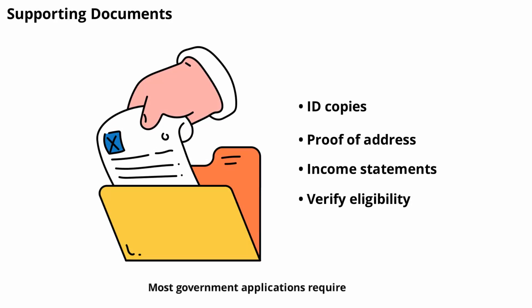Most government applications require you to submit supporting documents. These might include copies of your ID, proof of address, income statements, or other records that verify your eligibility. The purpose of these documents is to provide evidence that the information you provided is accurate and truthful. Failing to include the necessary documents can lead to delays or rejection of your application. Make sure to read the instructions carefully and include all required paperwork.